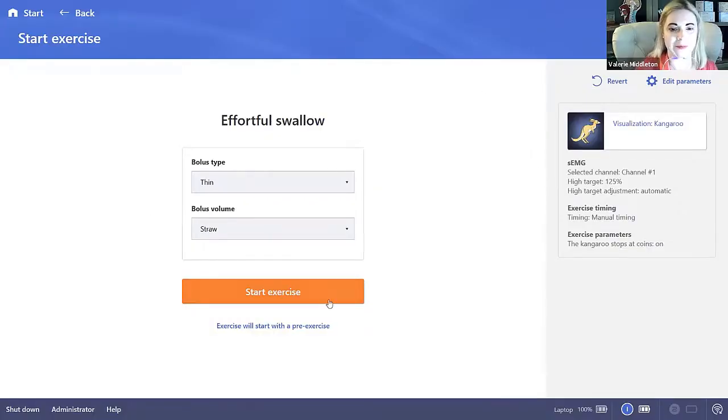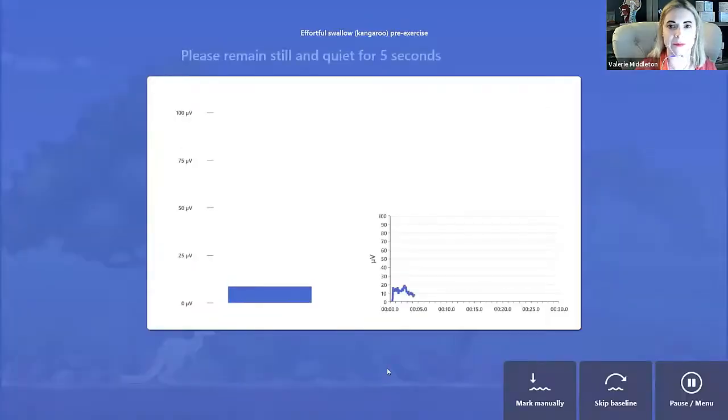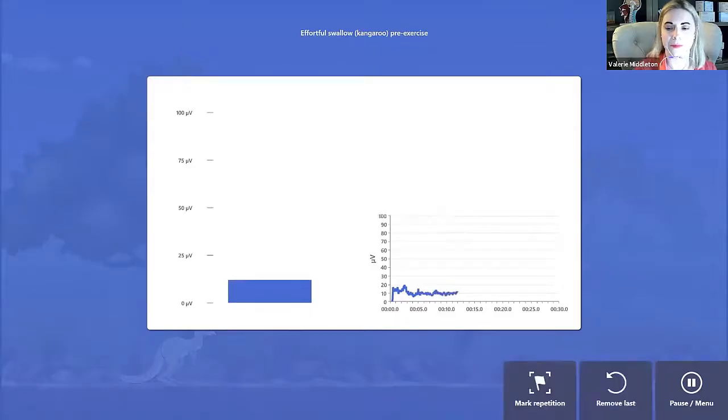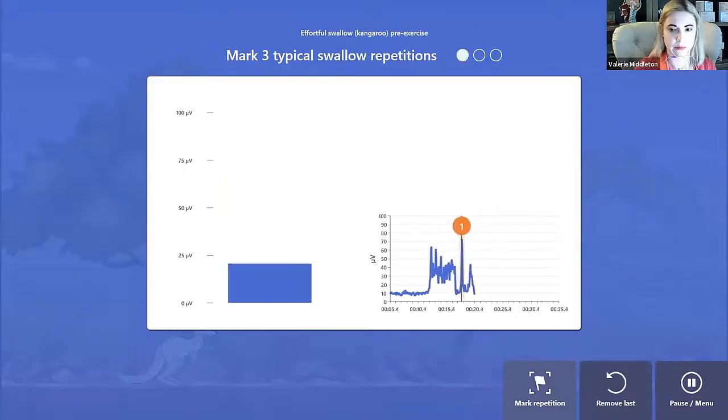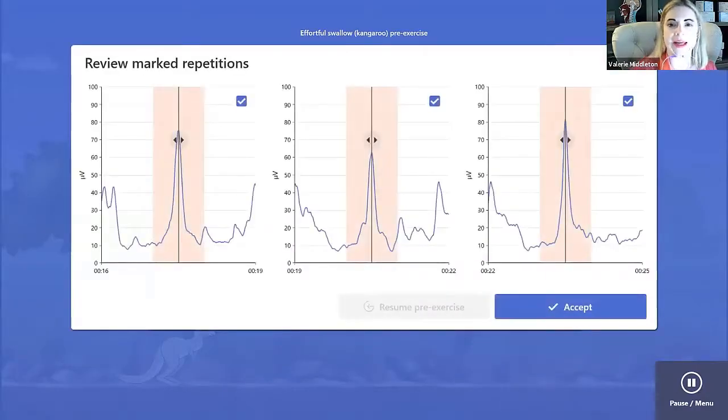So I'm going to show you this now. We'll get our pre-exercise first. Okay, now I'm going to get 3 typical swallows and mark those repetitions. All right, and again, I'm able to adjust the parameters if I were not on the peak, but I am, or I could uncheck if I wanted to get another repetition.